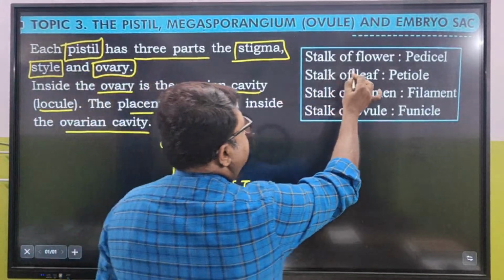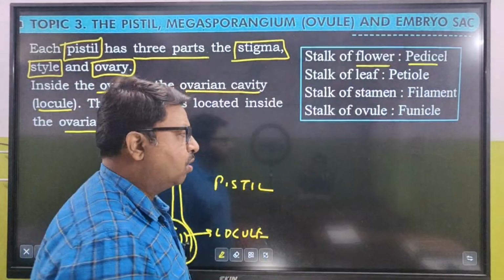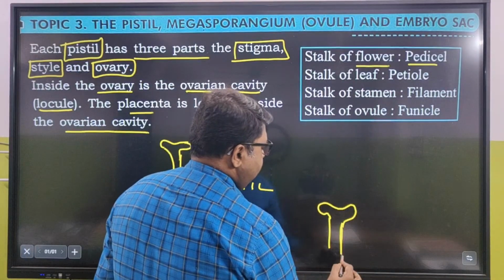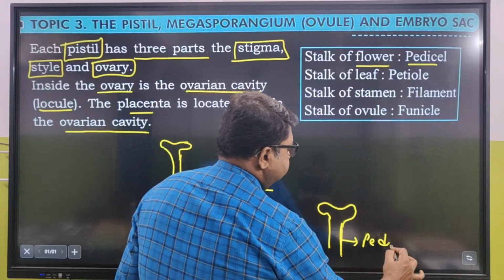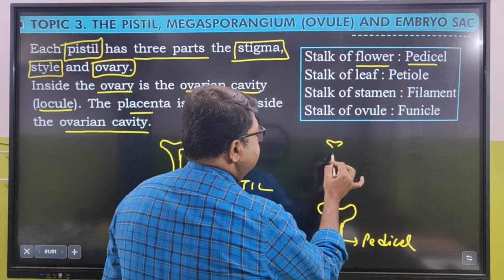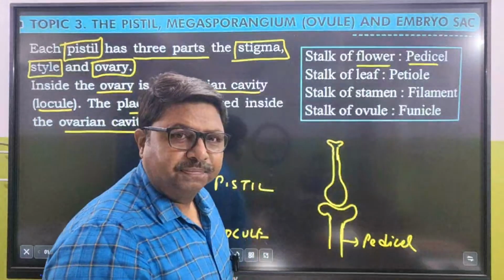What is written over here? The stalk of the flower is called pedicel. We know that the stalk of the flower is called pedicel. So pedicel is this one. This is the thalamus. This is the pedicel. And the stigma, style, and ovary rest on the thalamus, if it is a superior ovary.